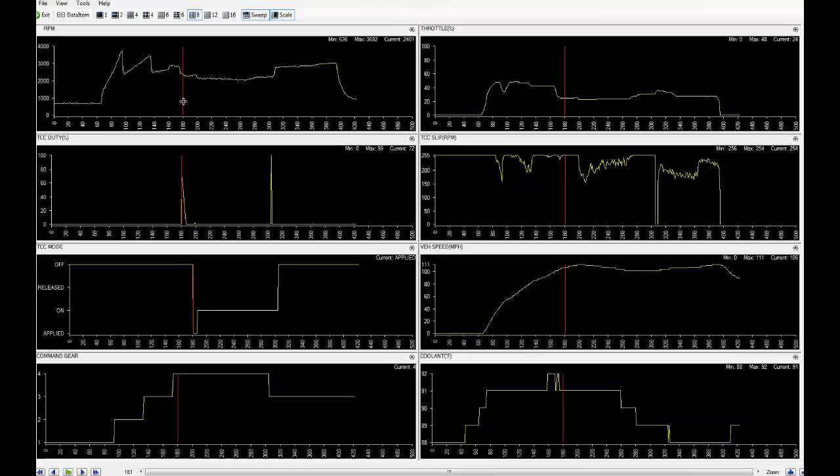Then we have the command for lockup. Now the command for lockup happens right here. This is when it moved the switch valve. This thing, boom, moves the switch valve. This one right here is the apply. Now we see right here it's starting to apply.